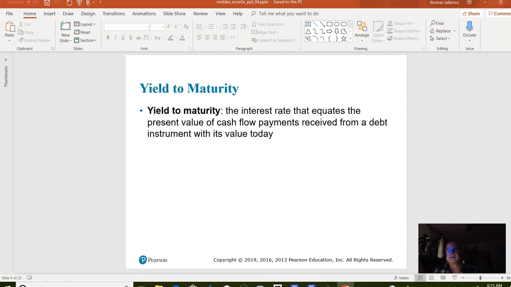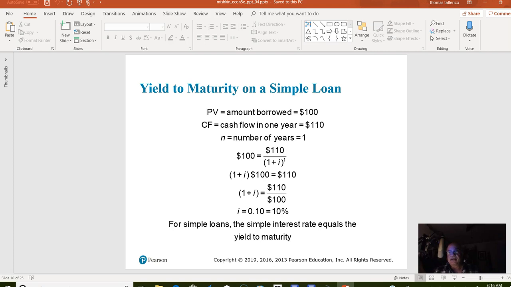All right, so the yield to maturity is simply the interest rate that's going to equate the present value of the cash flow payments received from a debt instrument with its value today, right? So that's the actual yield you will get when it matures, just like it says, to maturity. And here's the calculation again for a simple loan. For a simple loan, you can clearly see the calculation is the same. The simple interest equals the yield to maturity here.